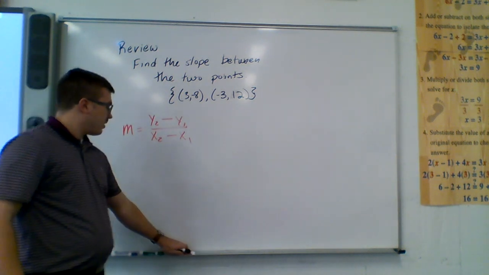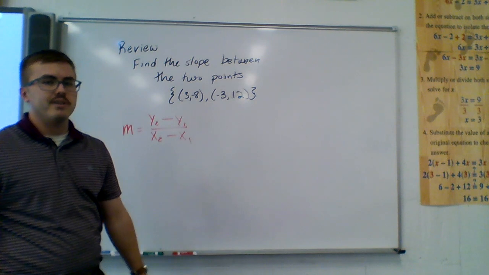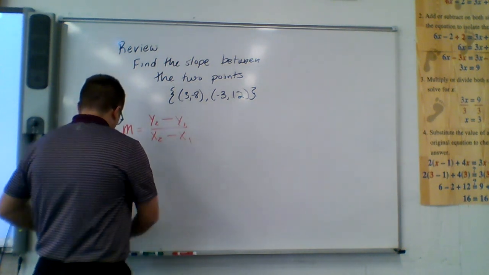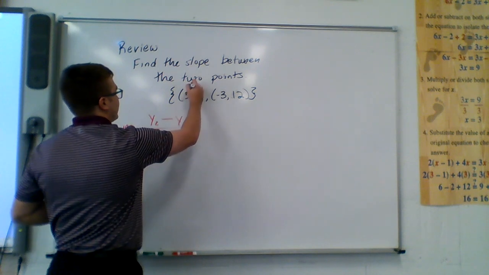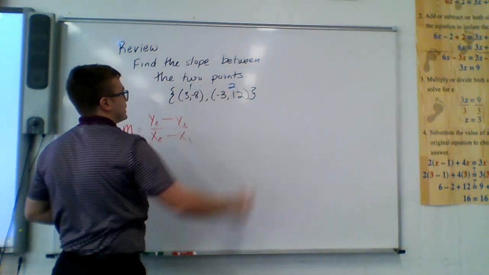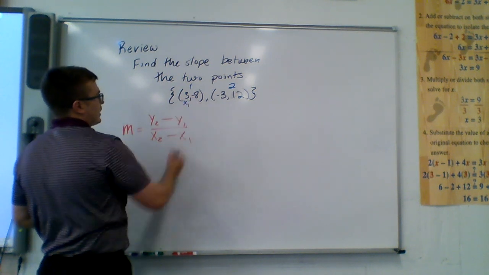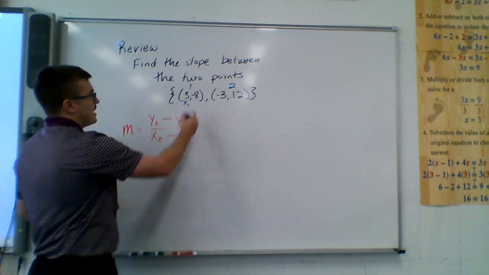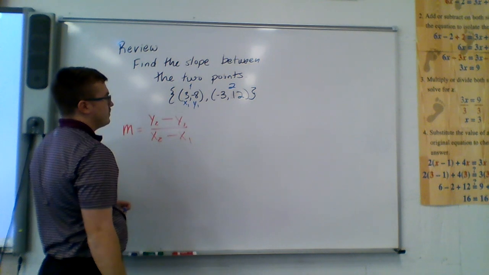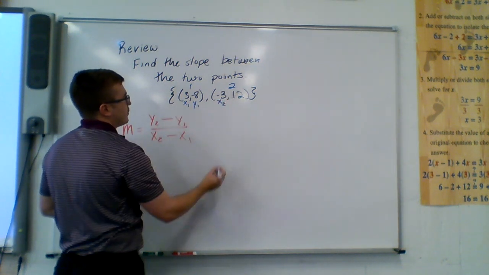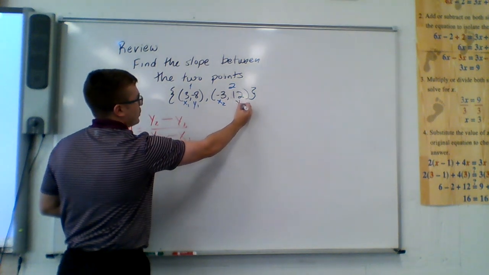So in our set here, remember we got the squiggly brackets to define our set. Our first point is this one here. Our second point is this one here. Our first x value is 3, so that's x1. -8 is our y1, because it's our first y value. Second x value is -3. Second y value is 12.